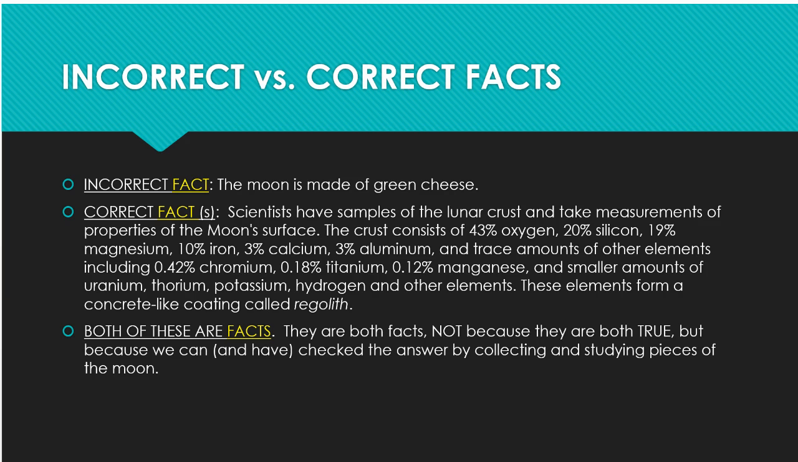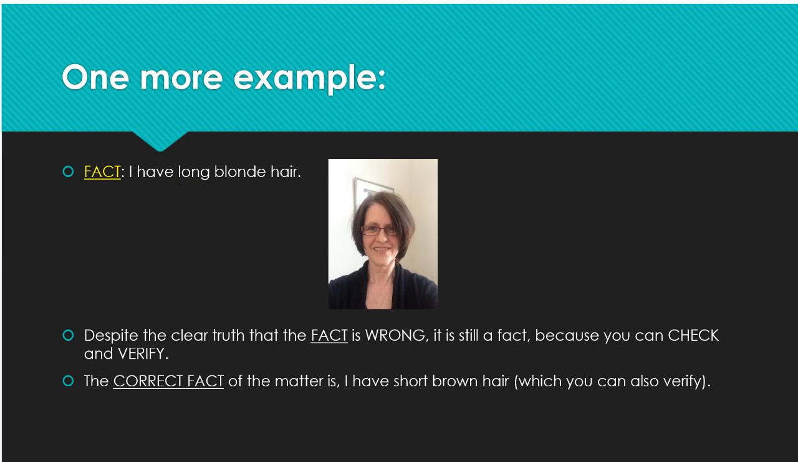But whether correct or incorrect, both of these are facts. They are facts not because they're both true, but because we can and have checked the answer by collecting and studying actual pieces of the moon. Okay, here's one more example. Fact, I have blonde hair. And here's my picture from my profile on Blackboard. Now, despite the very clear truth that this fact is wrong, it is still a fact because you can check and verify. The correct fact of the matter is I have short brown hair, which you can also verify. So right or wrong, it's a fact if you can verify it.